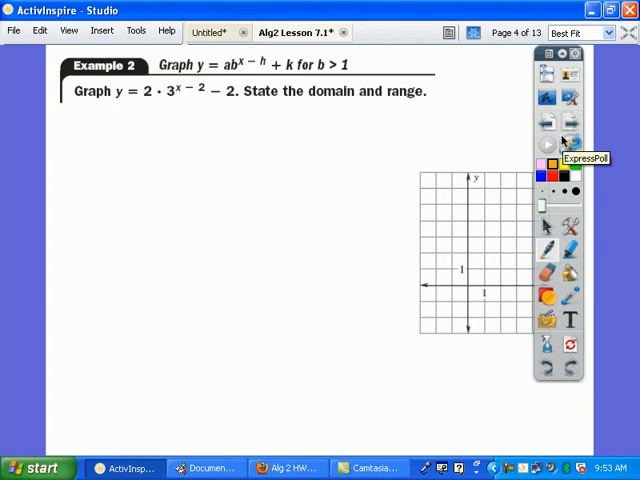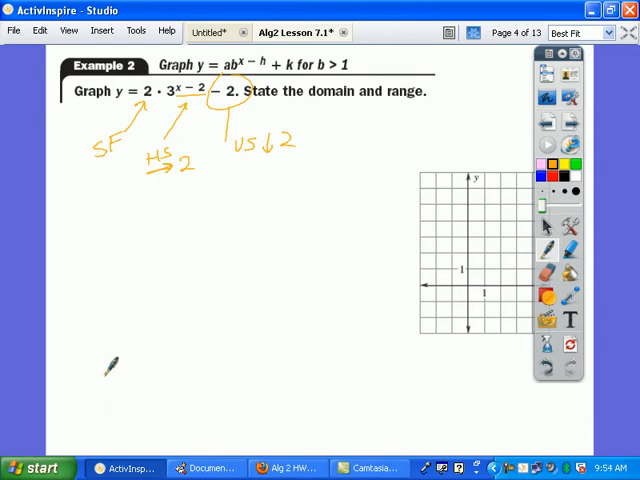So, for instance, here, this -2 creates a vertical shift down 2 units. This x minus 2 gives us our horizontal shift to the right 2 units. And then this 2 up front gives us our stretch factor. Somehow this graph becomes stretched.